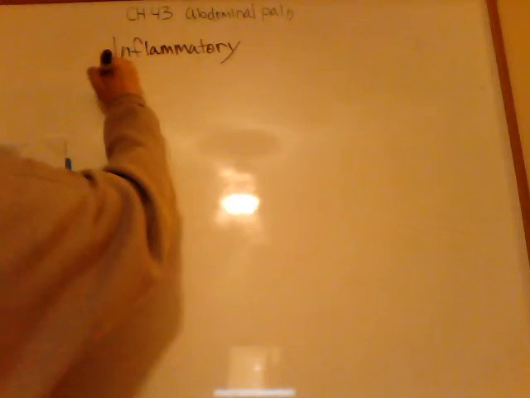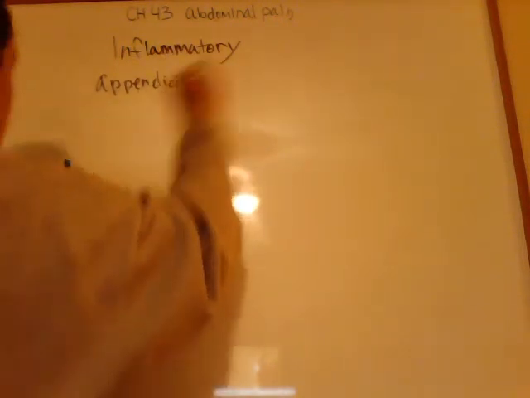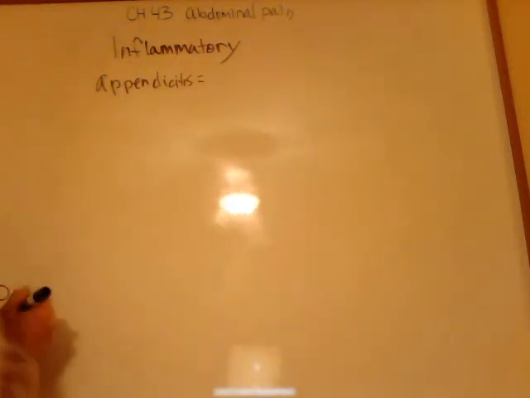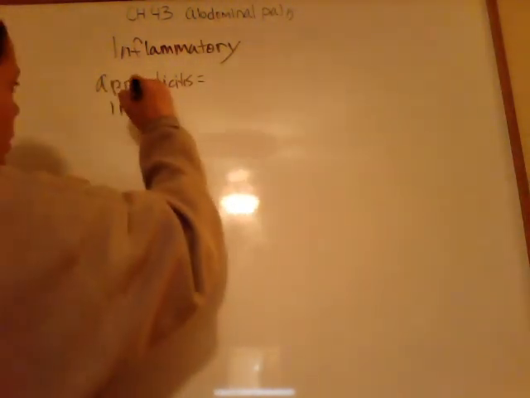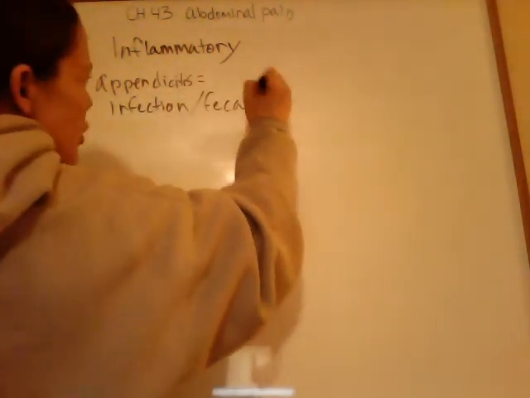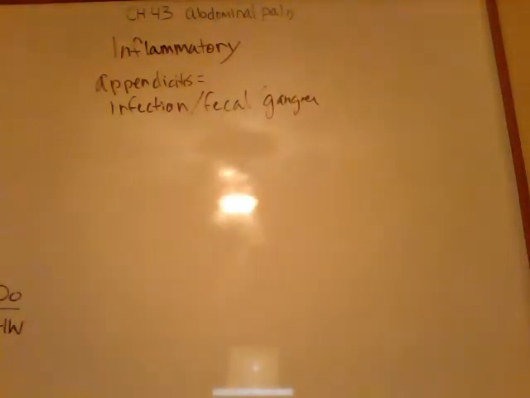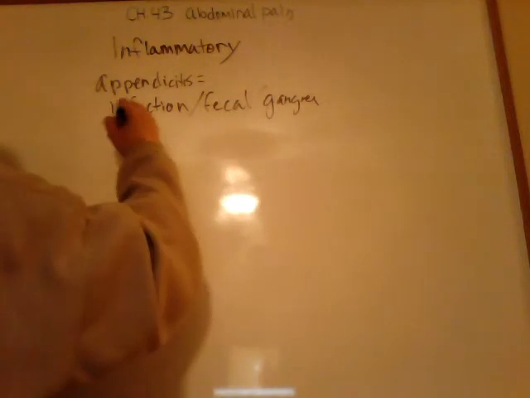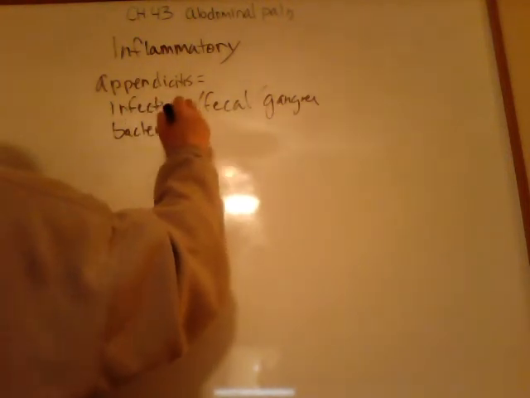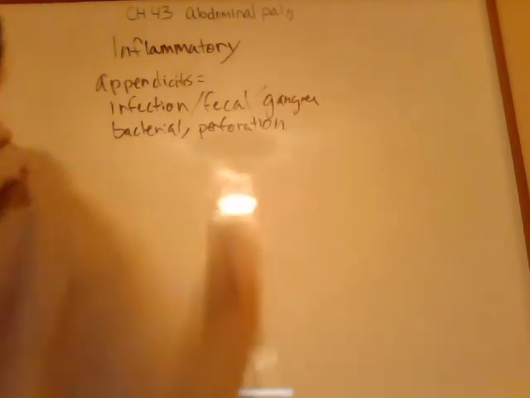Alright, so we have appendicitis. Again, inflammation of the appendix is too easy, right? Usually from an infection or a buildup of feces in that area, which leads to constriction or possibly gangrene. Obviously, that's going to cause ischemia and infection. It can also be caused by bacteria or perforation. And of course, if you have a ruptured appendix, it's a medical emergency.